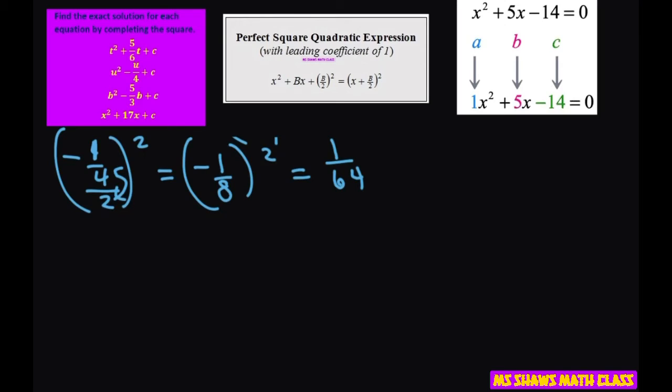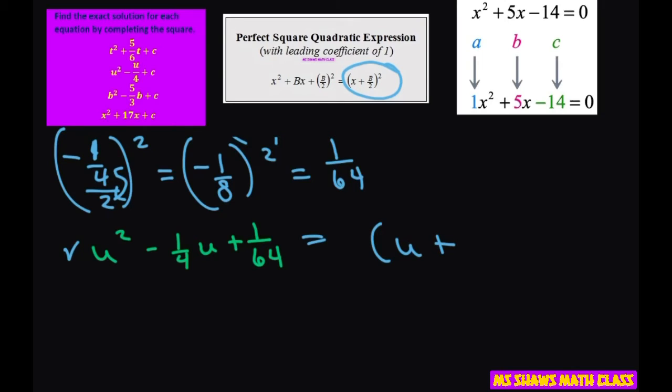So that's your C. So we have u squared minus u divided by 4, you can write this as 1/4 u if you want, plus 1 divided by 64. There's your perfect square trinomial. And now that means we can condense it and write it as u plus, and in our case it's minus, minus half of this. So that's 1/8. You're just taking this number here, square. And that's going to make it, again, easier to solve.